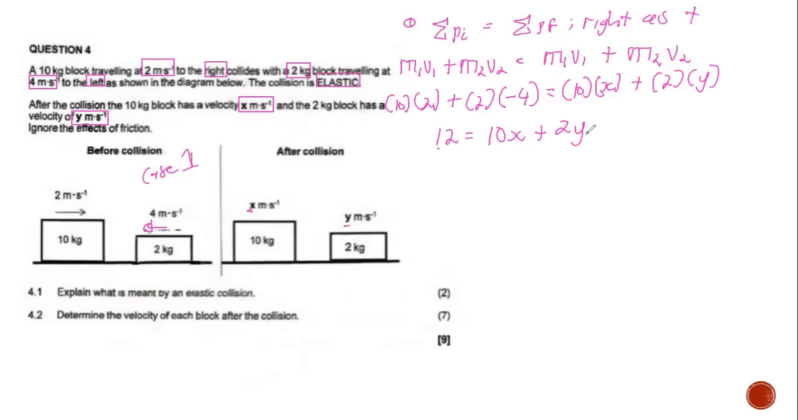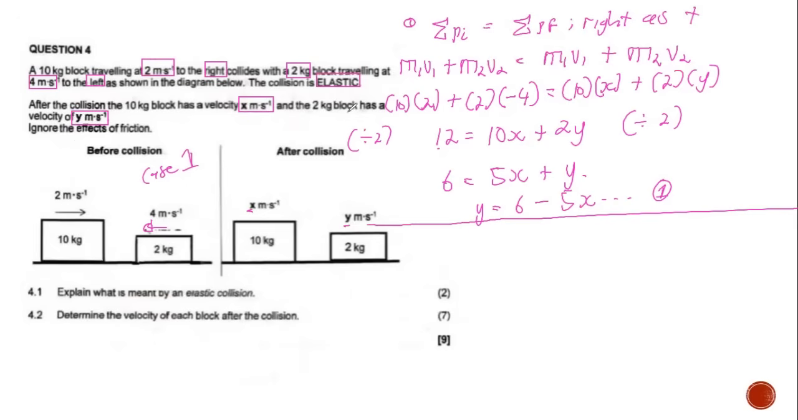Right. Now, considering that everything here can be divisible by 2, let me divide both sides by 2. Dividing by 2 both sides, that means I have 6 here, then I have 5x here, then y. Now, I can make y the subject of the formula in order to formulate an equation. So I will say y is equal to 6 minus 5x, and I will name this equation 1. Now that I have that as equation 1, I can remember I said with elastic collision, so this whole question is based on this keyword here, elastic.